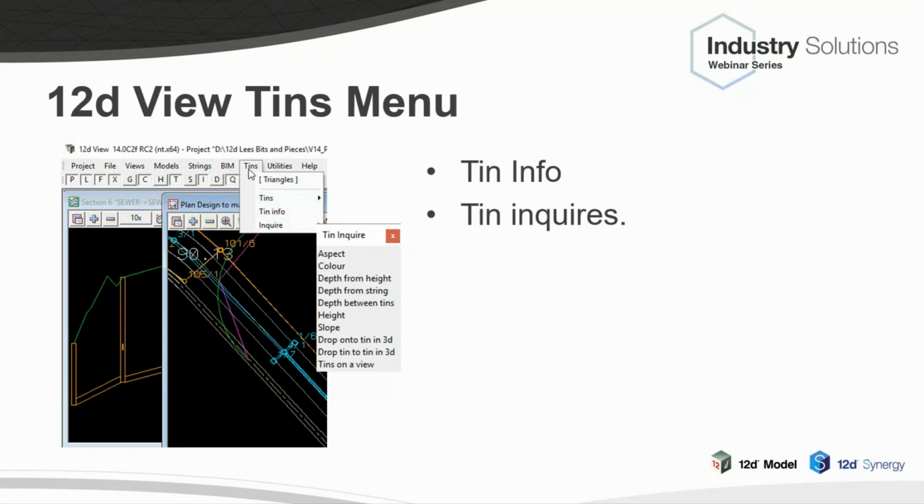The dynamic part about it all is that they're available just like in 12D Model, dropping onto a 3D tin in 3D, and also tins on views. If you haven't used that one, you basically just wander over a view, you list your tins, and it'll show you all the information about all the tins. So it's a very, very powerful one to look at a lot of the information all at once. So again, all those inquire operations are right there for you.